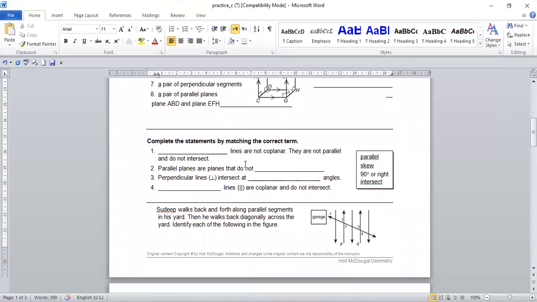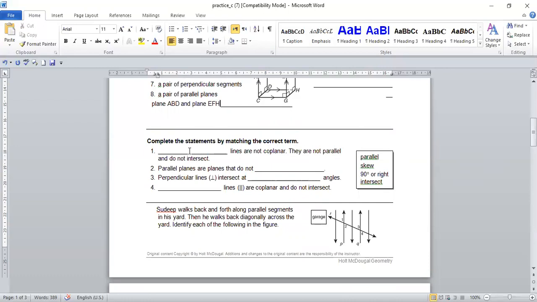Okay, now this one is: complete the statements by matching the correct term. Dash lines are not coplanar. Remember what coplanar lines are? Lines that are not coplanar are neither parallel nor do they intersect. Here are the clues given for you, so you can use these clues. It cannot be parallel, right, because parallel lines are coplanar. You cannot say coplanar, as coplanar means on a plane. Skew, is it skew?